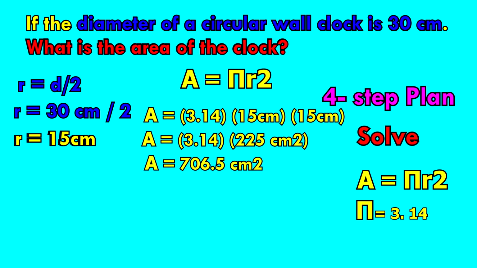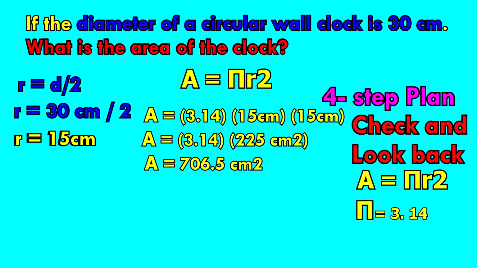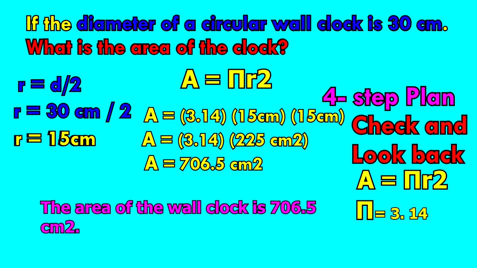A is equal to 706 and 5/10 centimeter squared. And the last step, it would be check and look back. So the area of the wall clock is 706 and 5/10 centimeters squared.